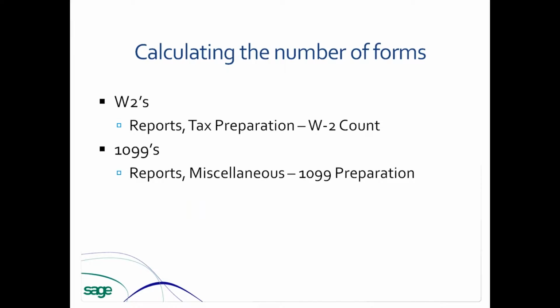Calculating how much paper you need to order, you can run within Payroll under Reports, Tax Preparation. There is a W-2 count report that you can run. Under AP, under Reports, Miscellaneous, there's a 1099 preparation report, and that will show you how much paper you're going to need for your 1099s.